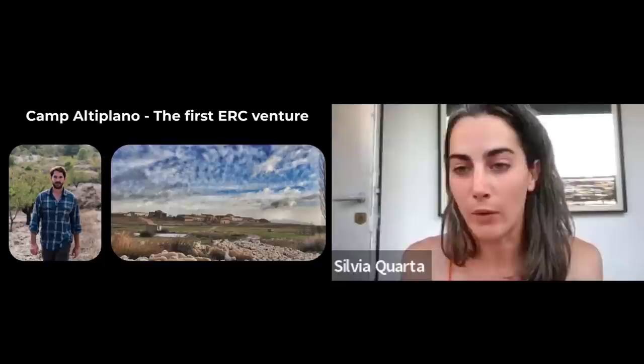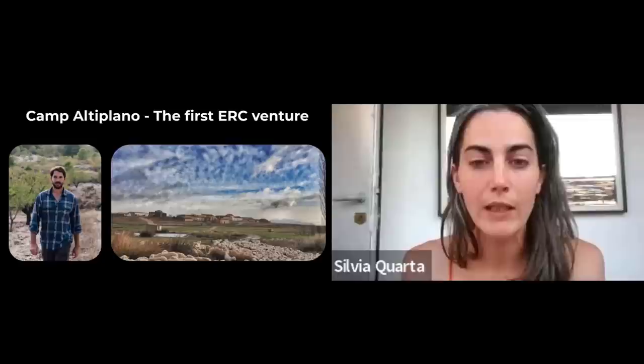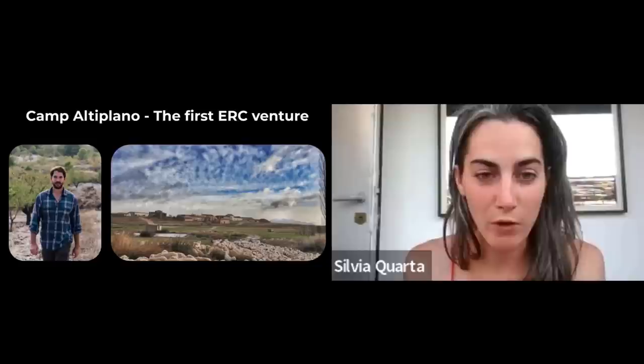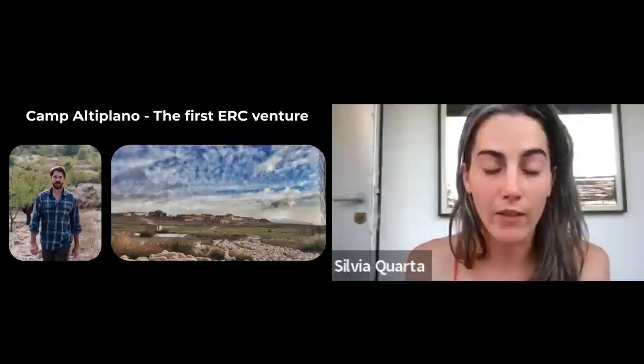This used to be a cereal farm. It's a huge farm of 1,000 hectares. It's at a very high elevation, more than 1,000 meters, and in a very extreme climate, because we are in the south of Spain, but we're very high. So we have very hot and dry summers. We have very cold and frosty winters. We have snow every year. And this used to be a fully cereal farm that turned organic in the 90s.